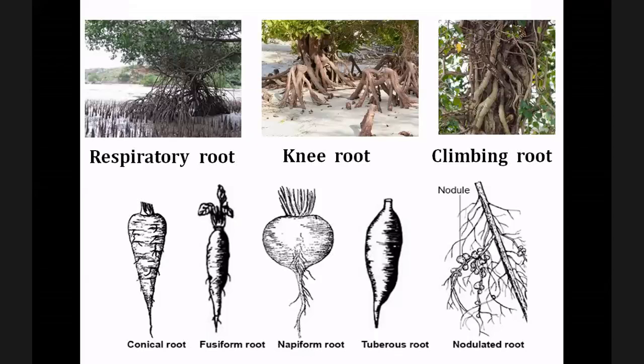The next root is the nodulated root. Nodulated root means some plants have a bead-like structure, a rounded structure.